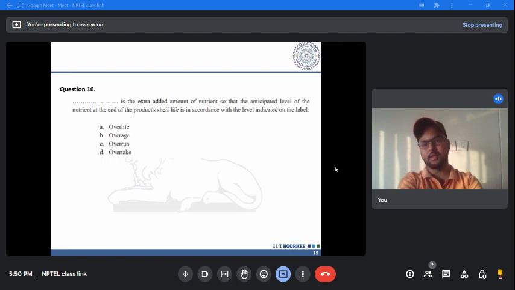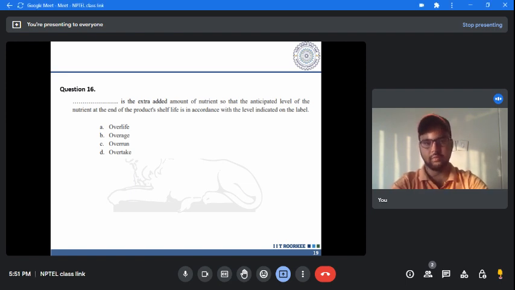Then question 16, fill in the blank: blank is the extra added amount of nutrients so that the anticipated level of the nutrient at the end of the product shelf life is in accordance with the level indicated on the label. The options are overlife, average, overrun, or overtake. So what is the correct answer? Please let me know in the comment box.